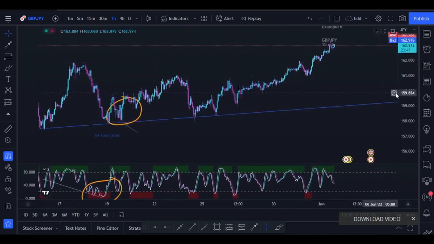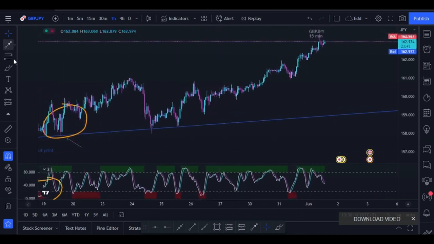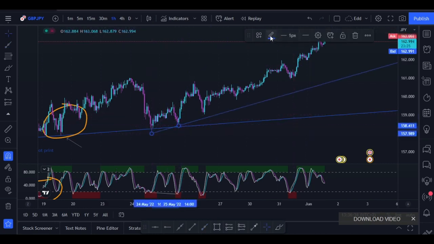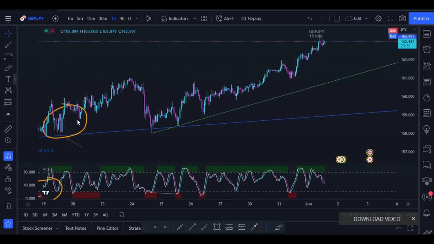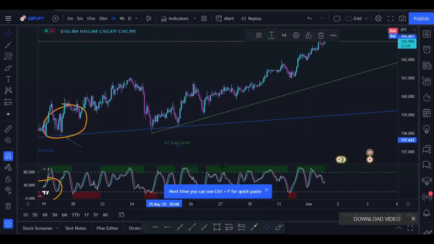On the 1 hour right here, I could see this here, hidden divergence right there, and let me just draw this out on the chart as well. Let's make this green to show it's on the 1 hour, different color, different footprint. Let's just label this 1 hour footprint. Let's make this green too. Then let's just draw a line.